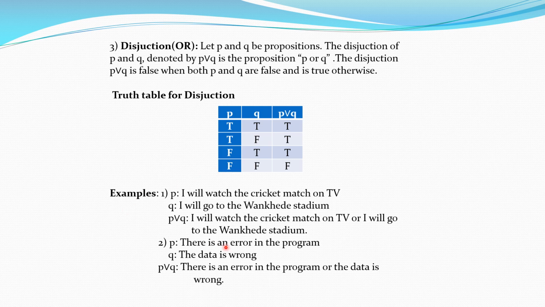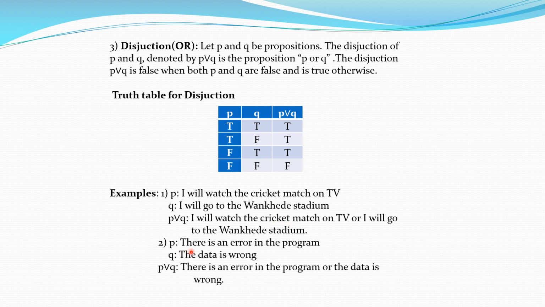Now see how to join P, Q by using the logical connective or. Now P is I will watch the cricket match on TV. Q, I will go to the Wankhede Stadium. So P disjunction Q is nothing but I will watch the cricket match on TV or I will go to the Wankhede Stadium. So here we have combined P, Q by the word or.